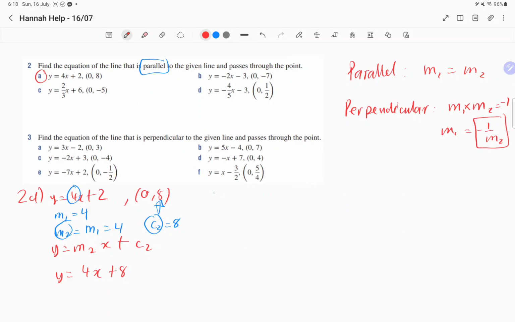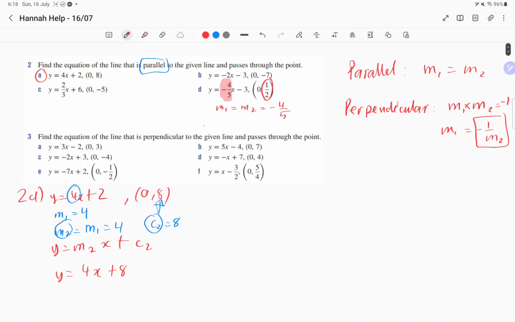Now, for question 2d, you can actually see that straight away. That's the value m1, so m2 is the same as m1, which must be -4 over 5. Then the y-intercept, once again, is just that point there, which means the answer for question 2d would be y equals -4 over 5 x, and then plus 1/2.